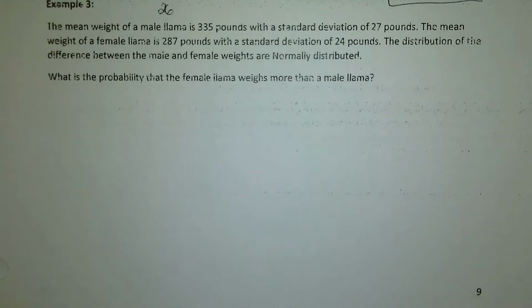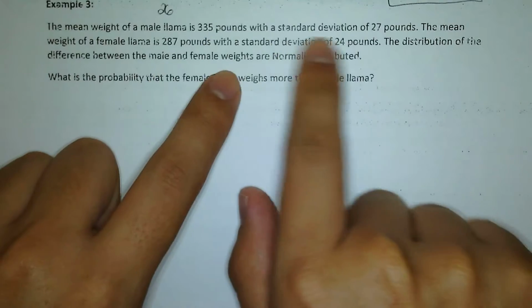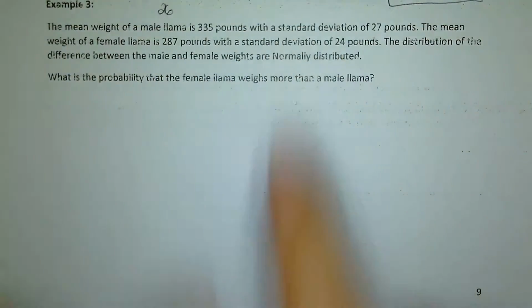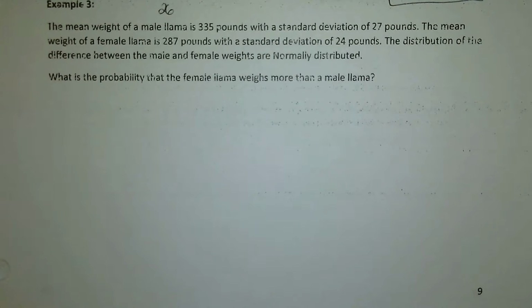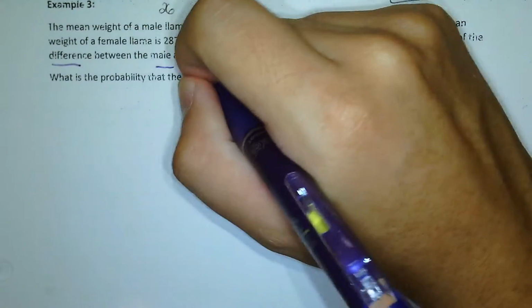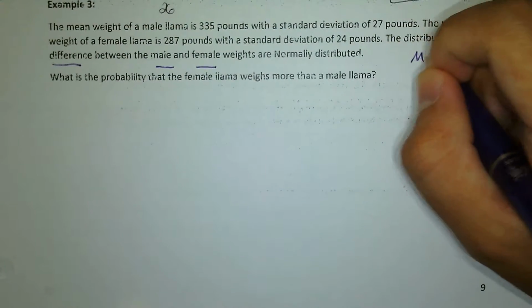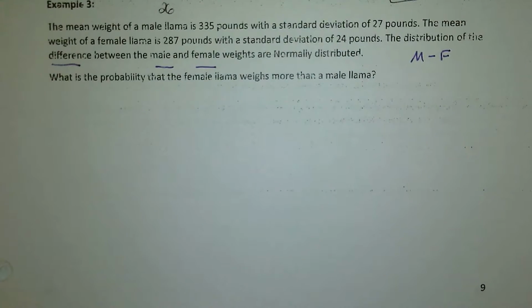Alright, so initially, not a lot of sense going on here. Why do we care about the llamas? If we know that the males are 335 and the females are 287, then we can suspect that most times the males are going to weigh more than the females. So why bother to do this calculation? Well, both of these distributions have their own normal curves, and when we look at the overlap, we might see some observations that disprove this. But also, we are specifically looking at the difference between male and female. So that's assuming this relationship here, male minus female.